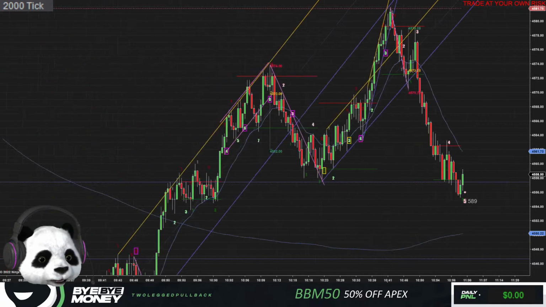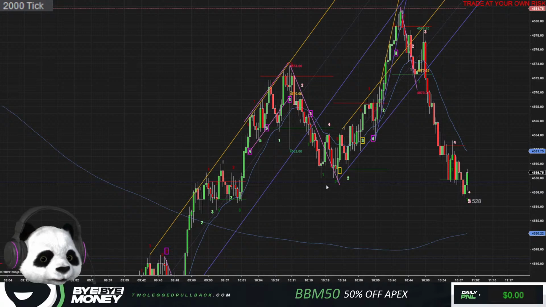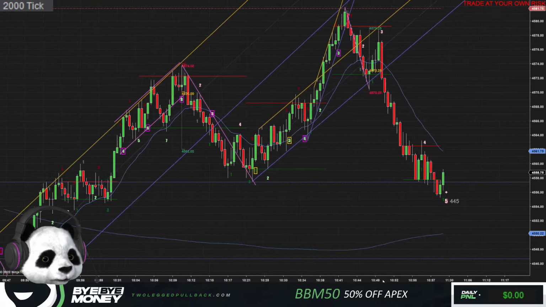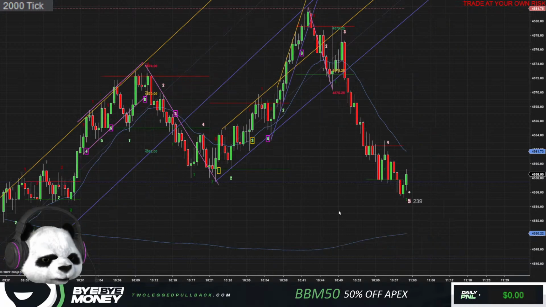So we are bouncing off this area here. This could be our trading range. Yesterday's close to here.